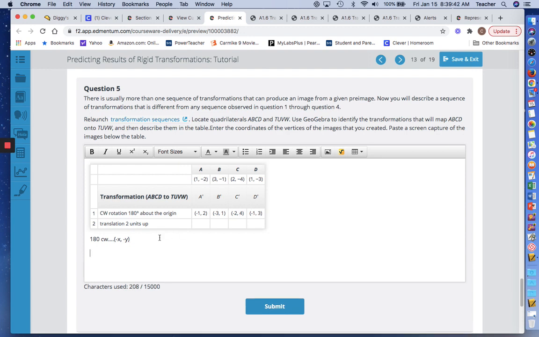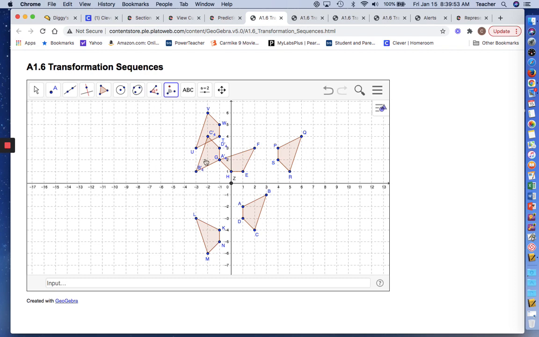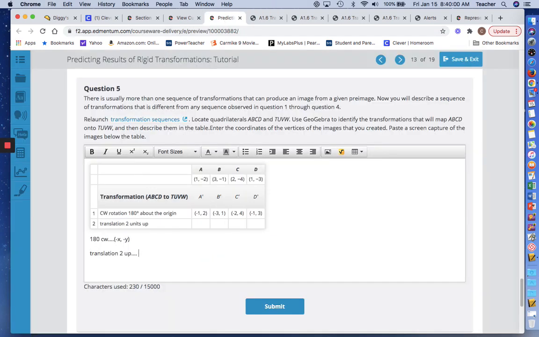Okay, next thing, so I've got to translate 2 up. All right, so if I'm moving up, you visual people, I'm changing the Y value because the Y is the one that moves up and down. And because I'm moving up, I'm going to add the number to whatever Y is. So I'm adding 2 to all the Y values. So this X, that's the -1, is going to stay the same. 2 plus 2 is 4.